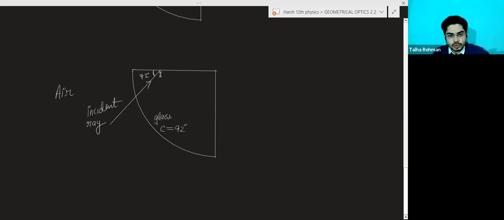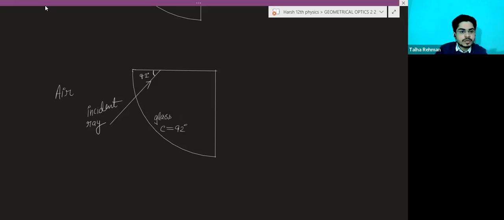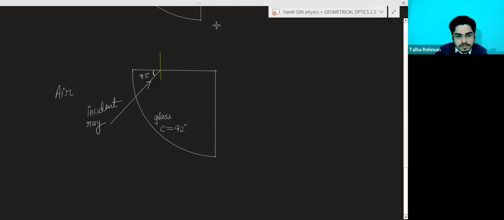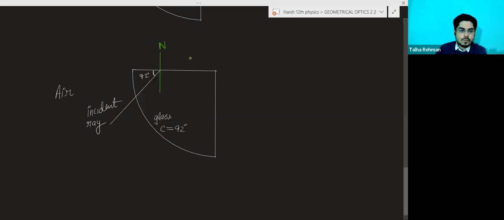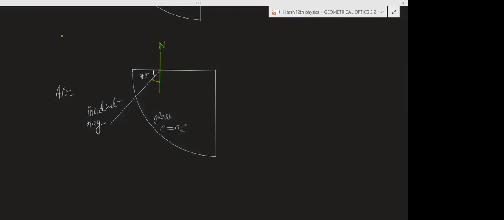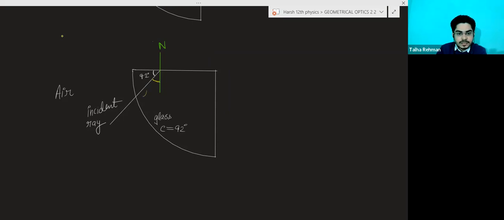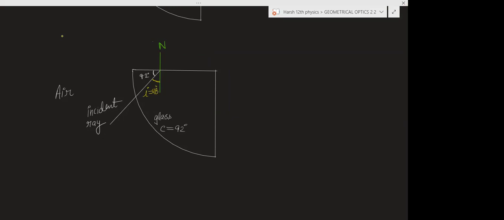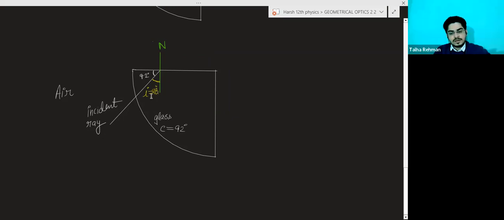So what we will do, we will draw the normal. Suppose this is the normal here. So what is the angle of incidence? Angle of incidence, this angle. 90 minus 42, that is 48. Angle of incidence will be 48 degrees, because this whole angle is 90 degrees.